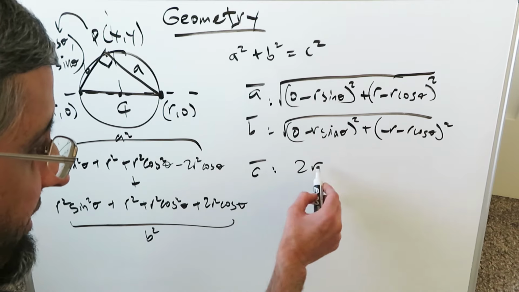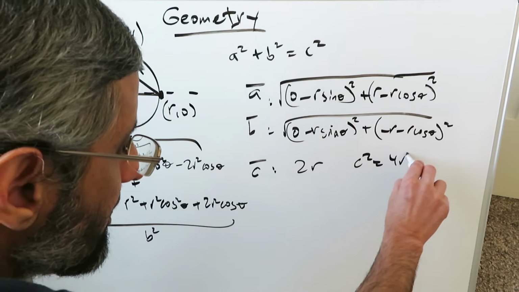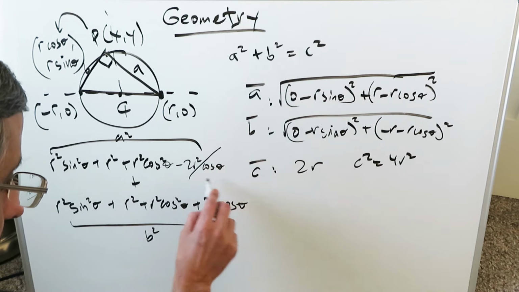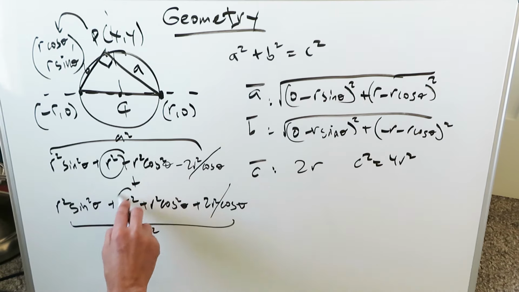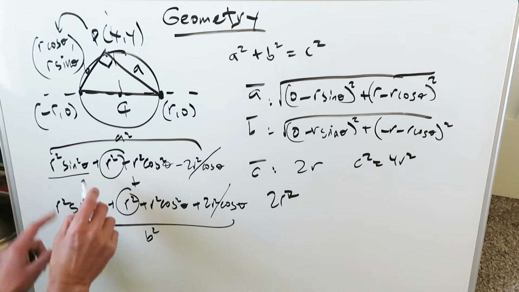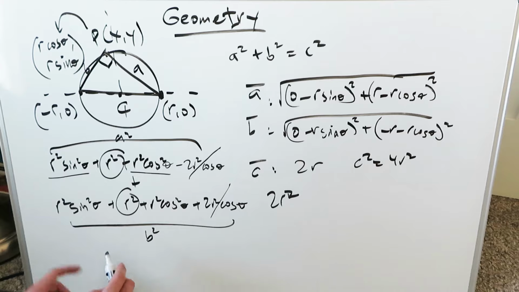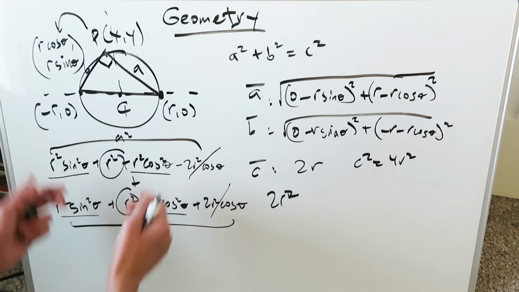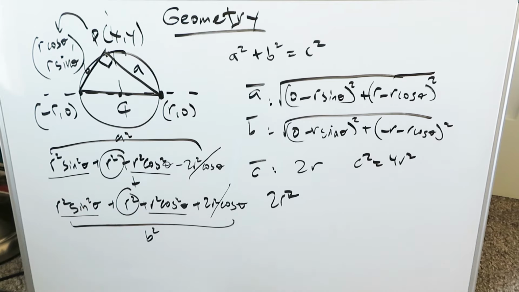What's my c square? If c is this, my c square is equal to 4r square. We have to do our simplification. Look, this cancels out with this. I have an r square, they'll become 2r square. I have this r square sine square theta and r square cosine square theta plus r square sine square theta plus r square cosine square theta. These are duplicated. Look at them only once and multiply by 2.